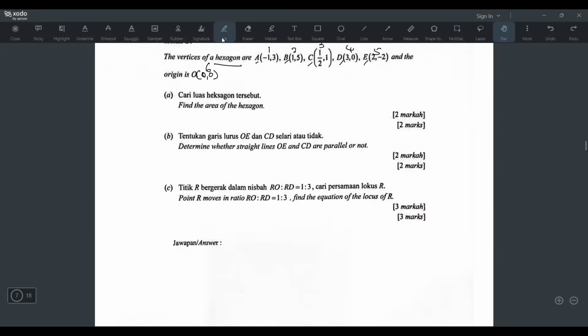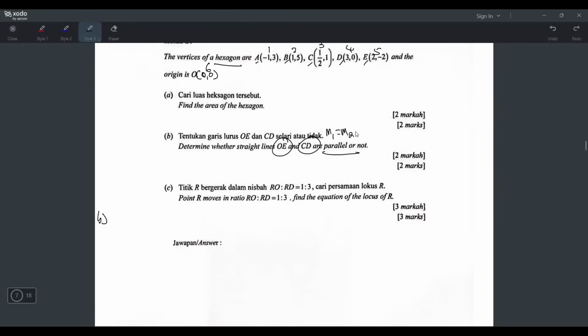Okay, let's move on. Let's do B. B says determine whether straight line OE and CD are parallel or not. If both lines are parallel, M1 will be equal to M2. If they are parallel, they will have the same gradient. So what I will do now, I will find the gradient of OE, and then I'll find the gradient of CD. And if they're both the same, means they're parallel. If they're not the same, means they're not parallel.